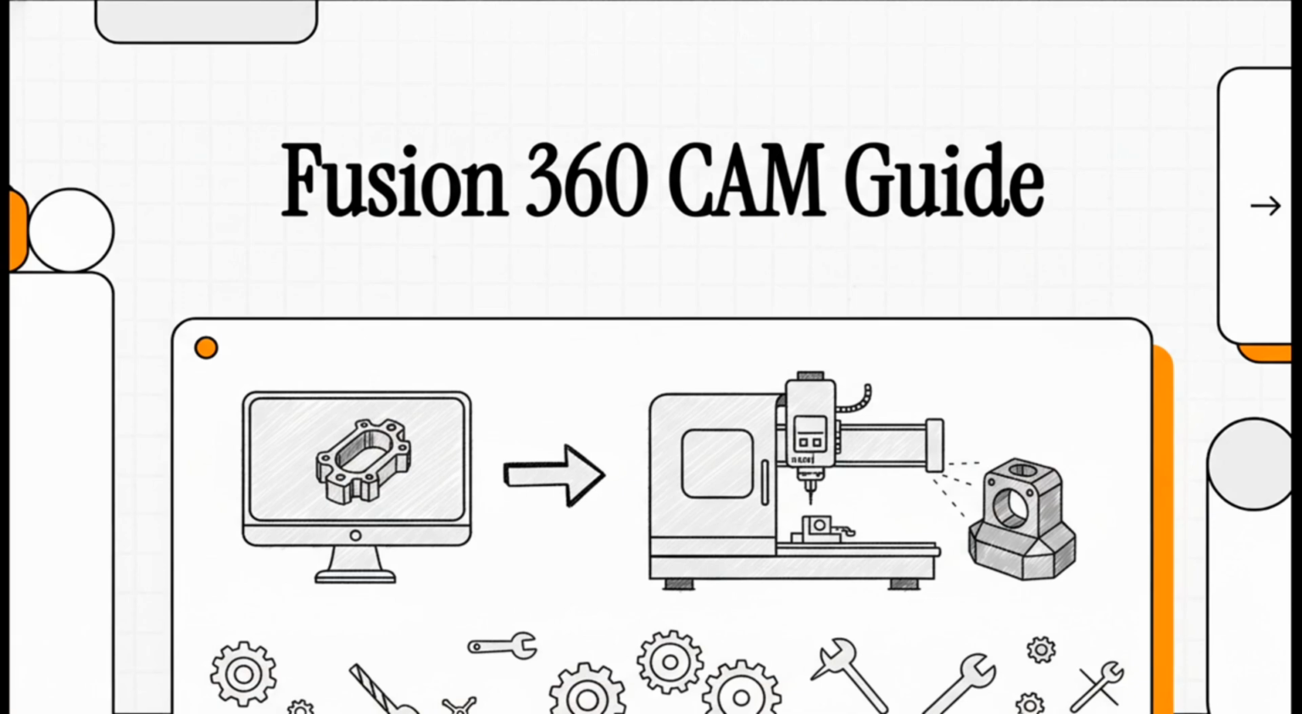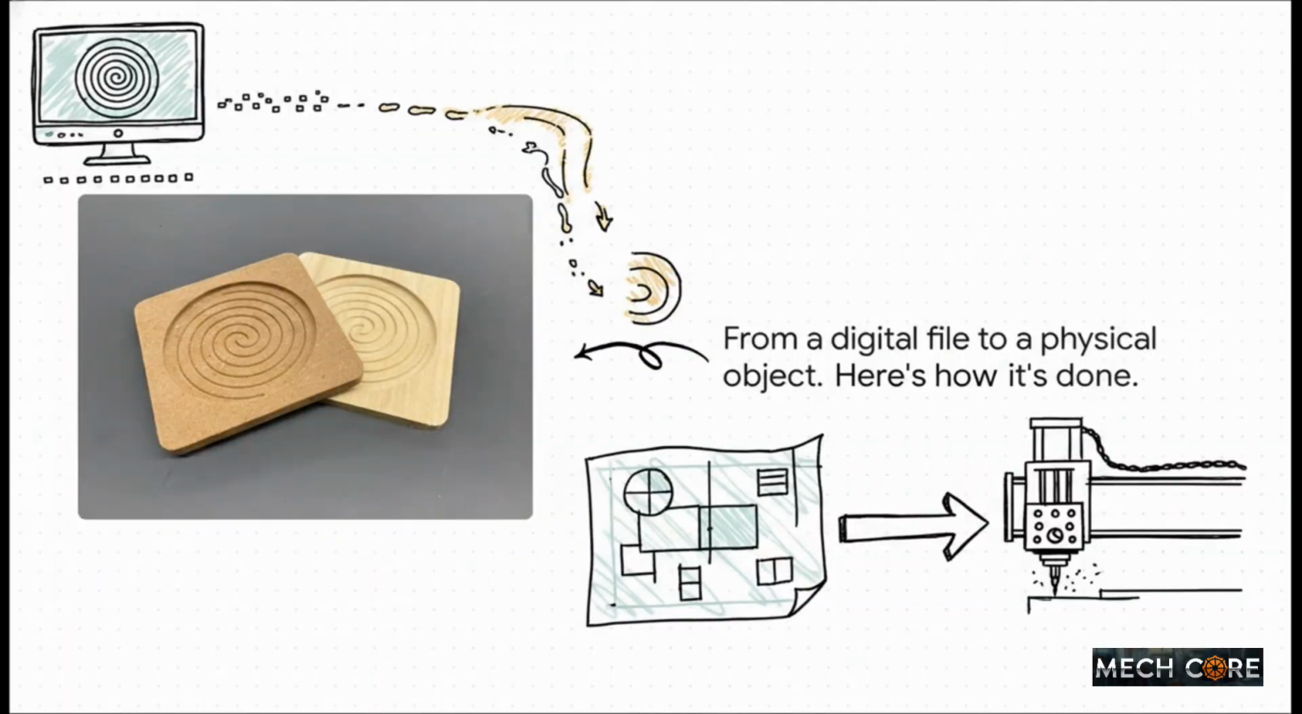Today, we're talking about that magic moment when something on your screen becomes something you can actually hold in your hand. We are going to walk through the entire process, start to finish, of how you take a digital model and make it real using the manufacturing side of Fusion 360. All right, let's just jump right in.